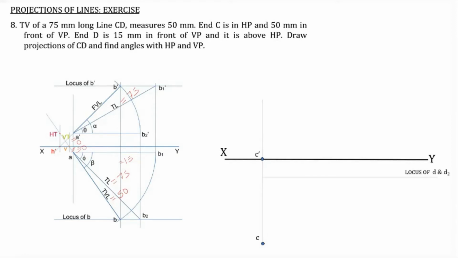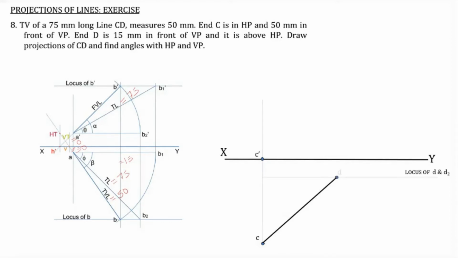Locus of D as well as D2, both are the same locus. Now what we do is, we know the length of the top view. The length of the top view is given as 50 millimeter. So from C to D, it should be 50 millimeter. So what we can do is, we can take the radius 50 millimeter and then draw from C to D an arc of radius 50 millimeter. And this point is point D. So then we join C and D. So the CD will be the top view of the line.